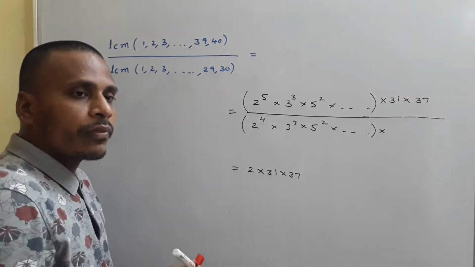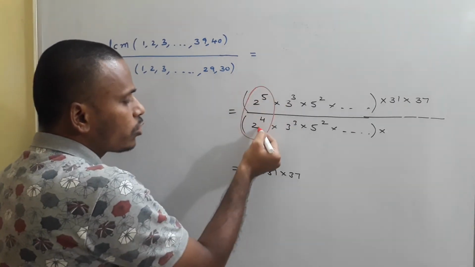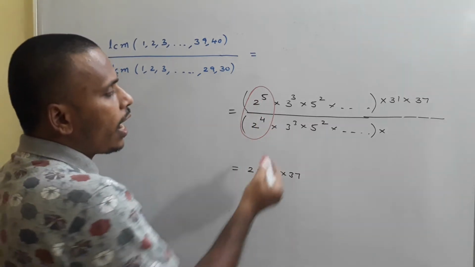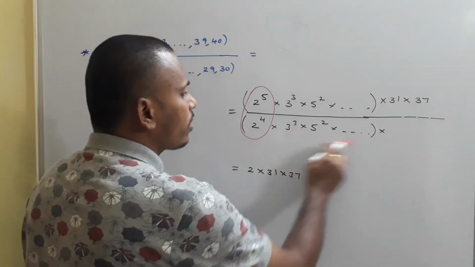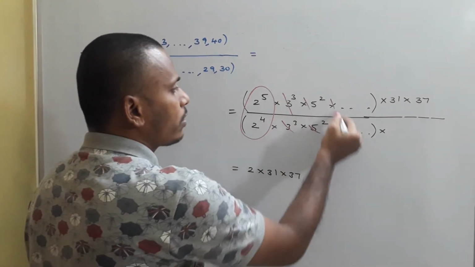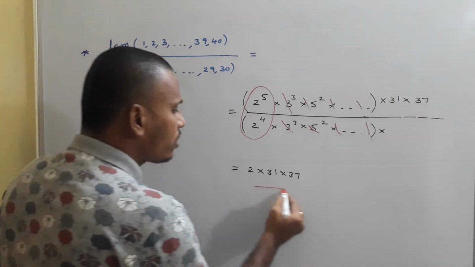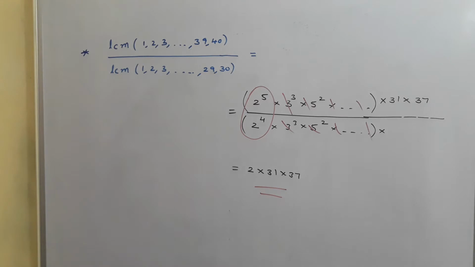Just observe the powers of 2. This is 2 power 5, this is 2 power 4, so that division is 2. And for 3, 5, 7, 11, 13, for all those numbers the powers are the same, so all these will get cancelled. You are left with 2 into 31 into 37, and this is the answer for the problem. Have a look. If you have any doubts, just mention.